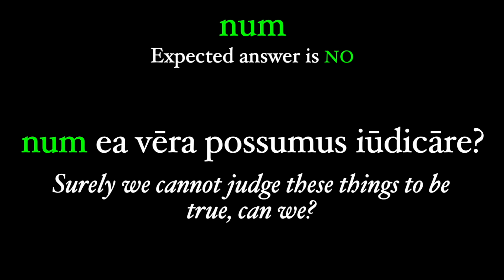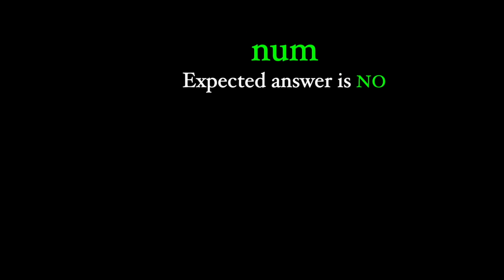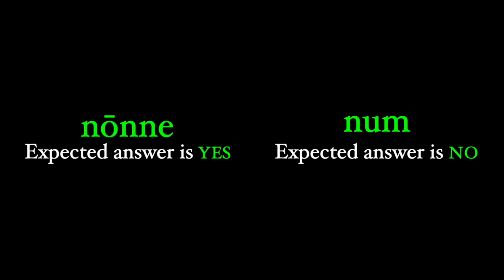And Cicero, num ea vera possumus judicare? Surely we cannot judge these things to be true, can we? This isn't to mean that the answer cannot be opposite of what is expected. The expectation solely comes from the one asking the question.